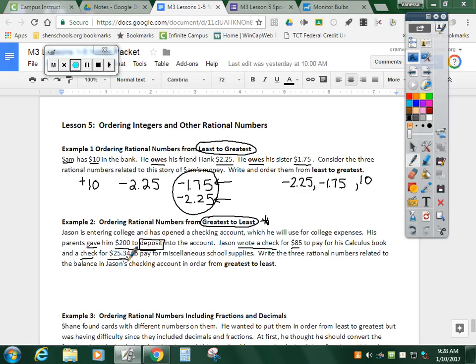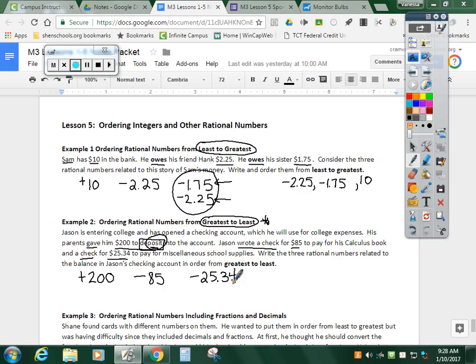His parents gave him $200. That's a deposit. A deposit means that you're adding money to your account. And I also like this word in here, it looks like positive. So you always know a deposit is positive. When you write a check, that means you're giving someone your money. So it's going to be negative. He wrote a check for negative $85 for his calculus book. He also wrote another check for negative $25.34 for his miscellaneous school supplies.